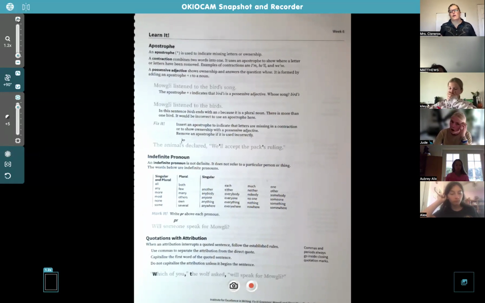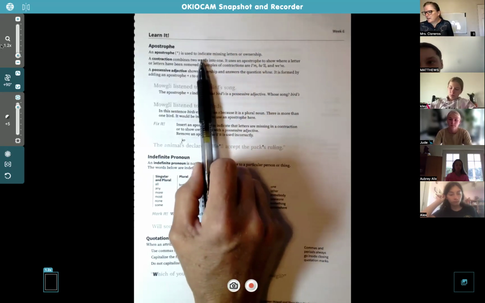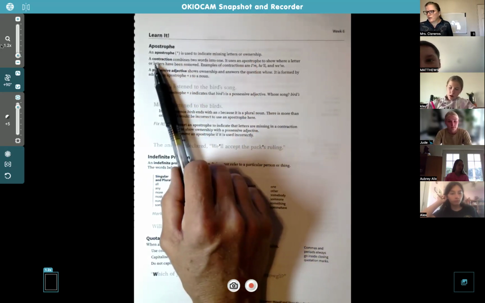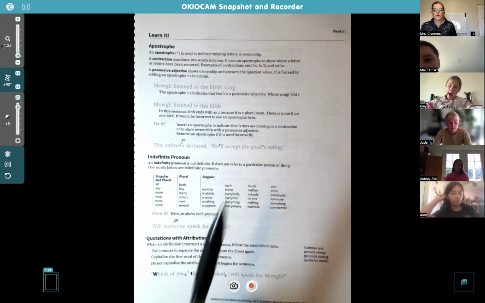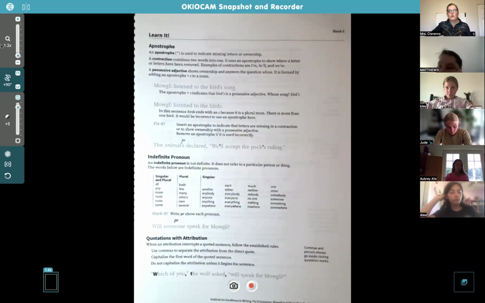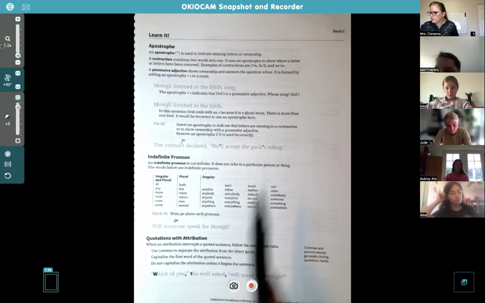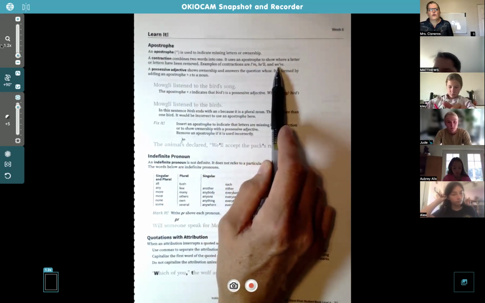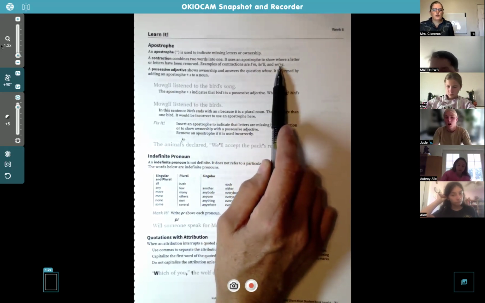We're talking about apostrophes. You guys know about those. We use them quite a bit with different words. And it's just going to talk about when we use apostrophes. It's to indicate a missing letter or ownership. So a contraction, you guys know, are two words that they put together, removing some of the letters, and then we use an apostrophe for those. Like here, I'm, he'll, and we've. These are all contractions that were originally two words.